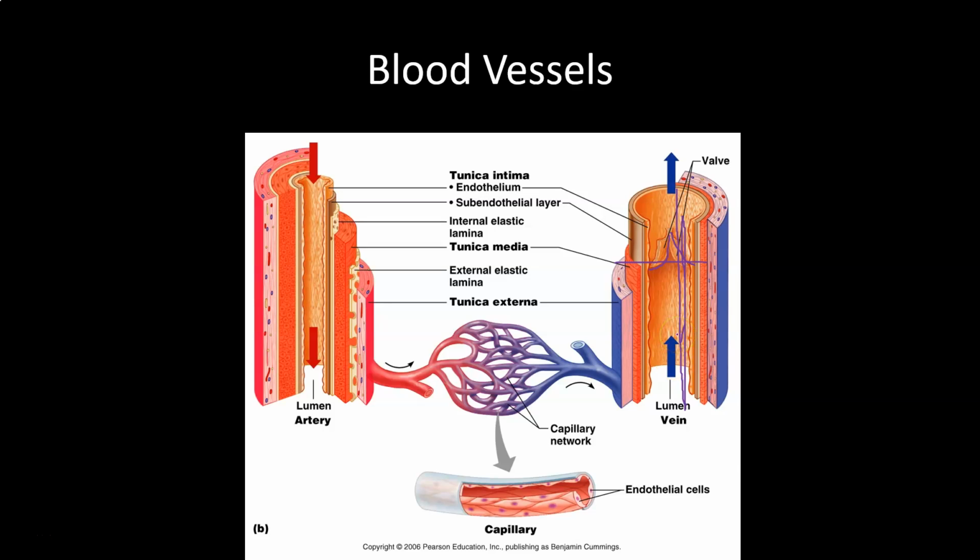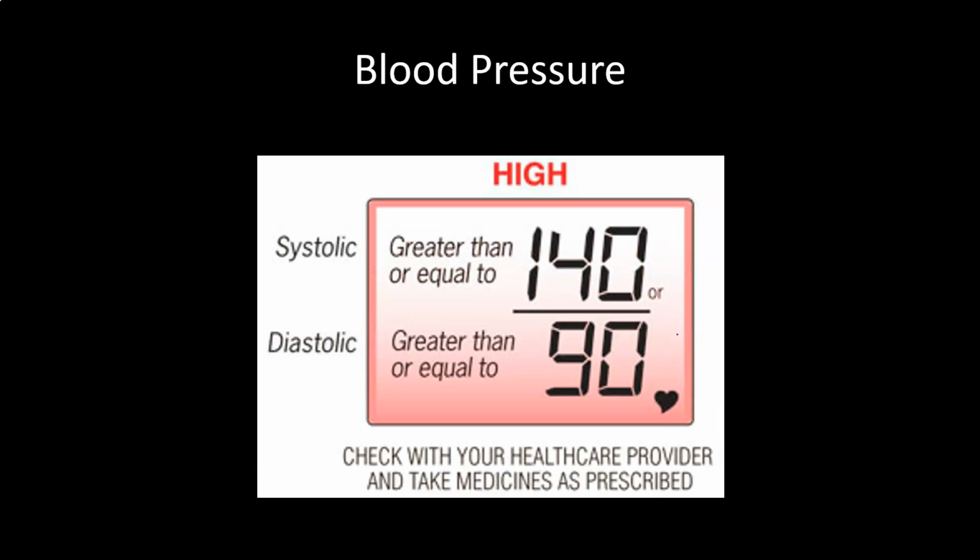What type of blood vessel actually allows exchange of materials between blood and body tissues? We mentioned that earlier. It's capillaries. Then, define blood pressure. It is the pressure of the blood within the vessels. What generates blood pressure is the heart.